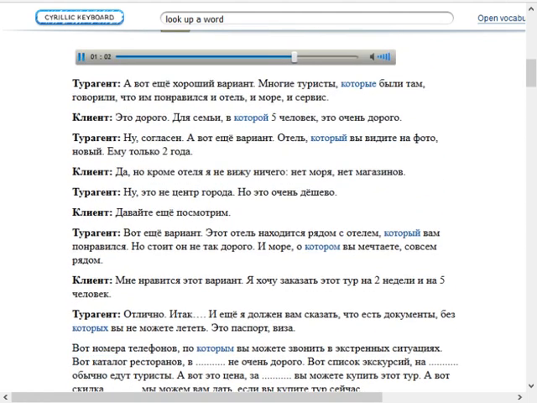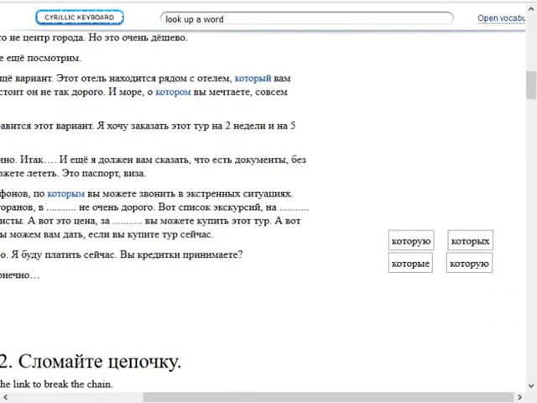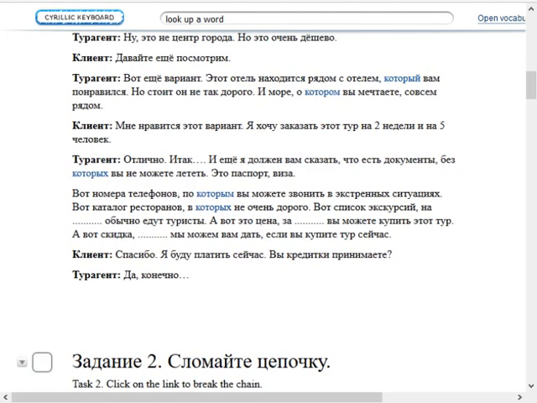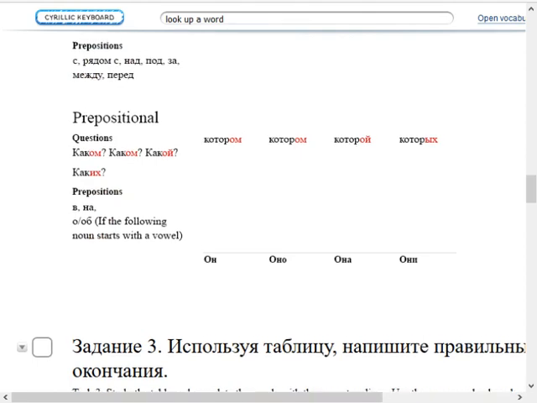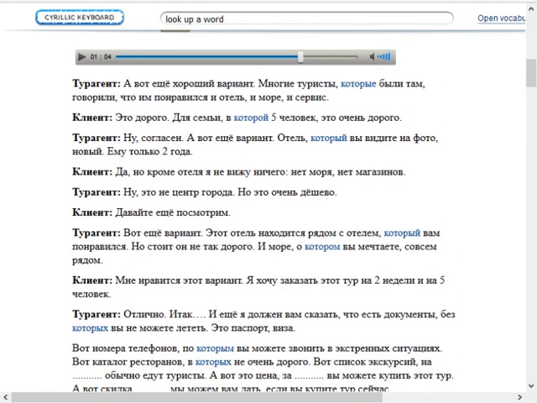Вот каталог ресторанов, в которых не очень дорого. Okay, вот каталог ресторанов. Here's a catalog of restaurants. And once again, it's которых. And so this again should be prepositional because it's the location of something. And yes, because restaurants is plural, it's prepositional plural, которых. That does seem to fit. So here's a catalog of restaurants in which it's not very expensive.